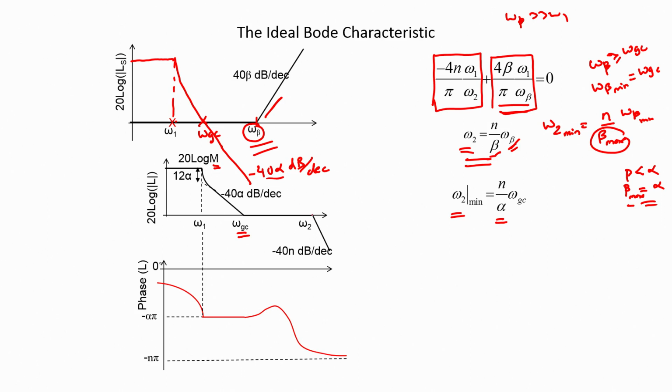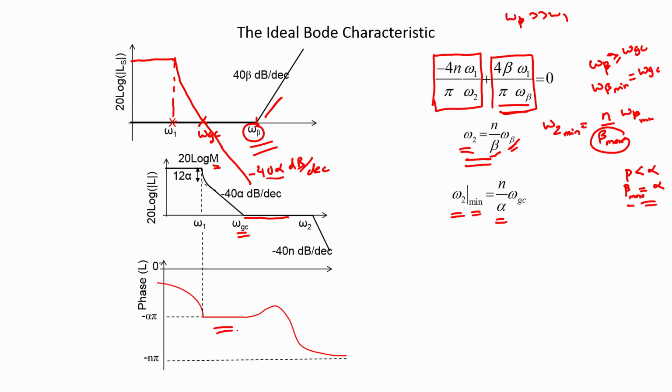Now, between omega gc and omega 2 we would have the positive slope of plus 40 beta decibels per decade getting added on to the magnitude characteristic which is rolling off at minus 40 alpha decibels per decade, and in the limit that beta is approximately equal to alpha, the net slope will be 0, and hence we would have a flat curve between the frequencies omega gc and omega 2, and at omega 2 the final characteristics would set in, and the minimum frequency at which the final characteristics can set in is n by alpha times omega gc. The associated phase characteristics are shown in the second plot at the bottom.